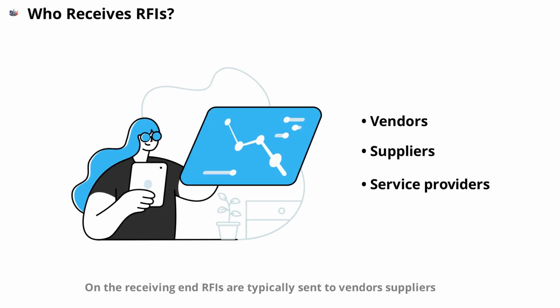On the receiving end, RFIs are typically sent to vendors, suppliers, contractors, or service providers. These recipients are expected to respond with detailed and accurate information. Their responses help the requester evaluate options and make informed decisions. It's important for recipients to answer thoroughly and address each question clearly.